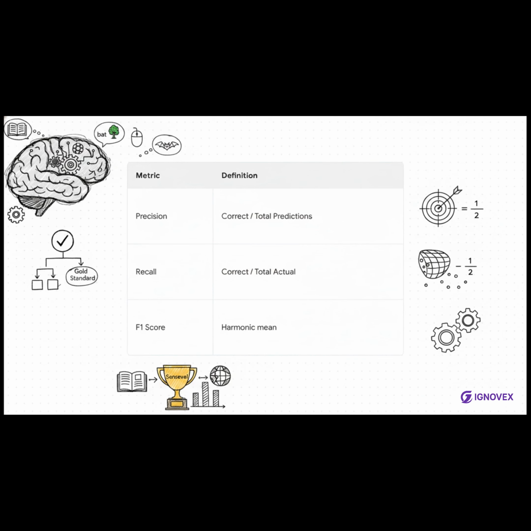Precision measures accuracy. Out of all the senses the AI guessed, how many were actually right? Recall measures completeness. Out of all the words it was supposed to disambiguate, how many did it successfully catch? And the F1 score just combines both into a single harmonic mean. Benchmarks like SensEval use these exact metrics to pit WSD systems against each other on a global scale.